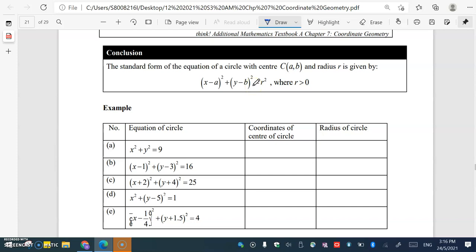Let us use the examples in the following table. Now, knowing the standard form of the equation is always written as something square plus something square equals r squared, based on Pythagoras theorem. Over here, for a, x squared plus y squared equals 9. We can rewrite this as x plus 0 square plus y plus 0 square equals 9, or for that matter, I can change this to 3 square. From this, we can see that the coordinates of the center are 0, 0, and the radius of the circle is just 3 units.